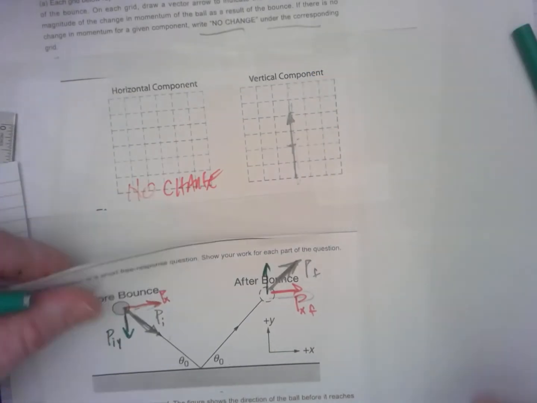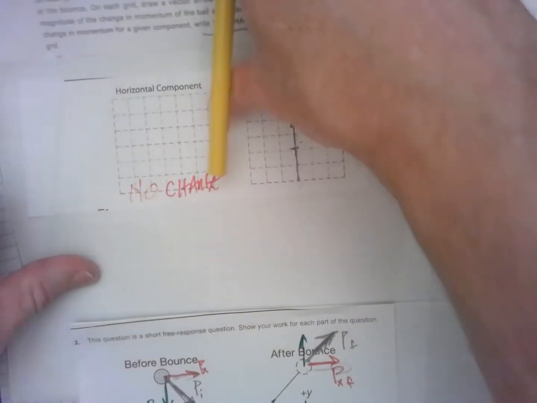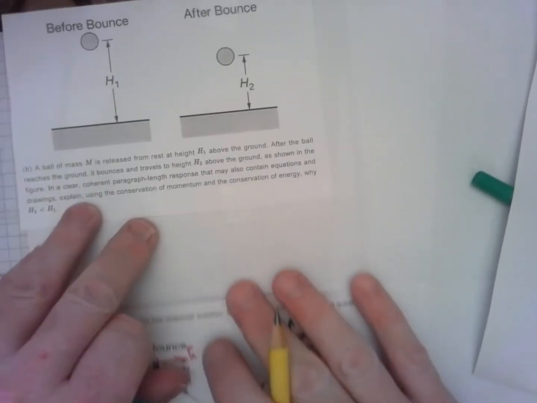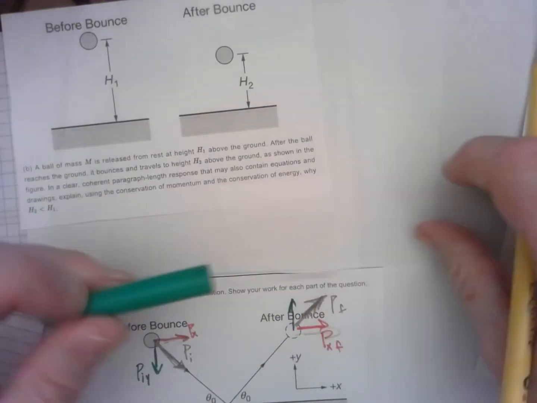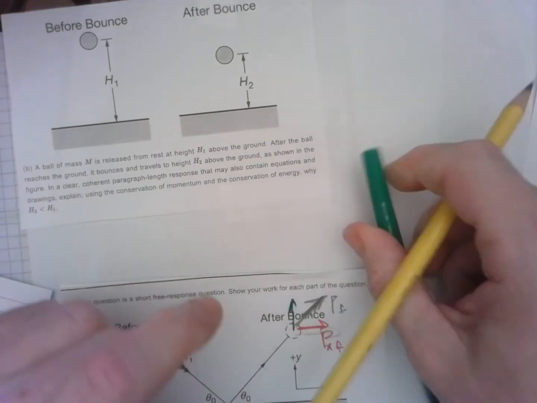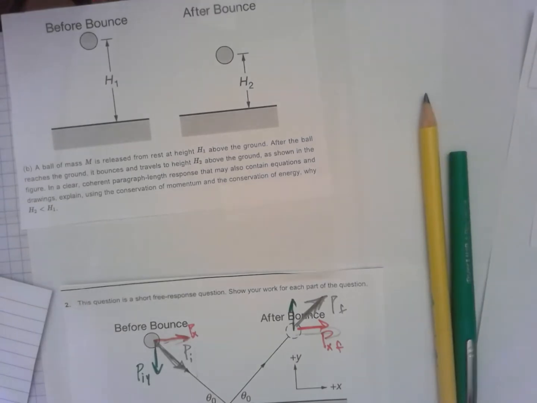Okay? All right, let's see what else they want. B, a ball of mass M is released. They seem to go in a whole other direction at this point. I'm really curious now to look at the answers. Hold on. Scoring guide, to see if that's all we needed to do.